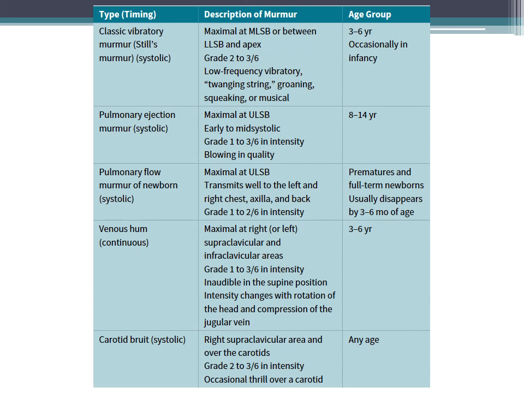So the next murmur we're going to talk about is a pulmonary ejection murmur or pulmonary flow murmur. This is commonly heard in children between 8 and 14 years of age, but it's most frequent in adolescents. The murmur is maximally audible at the upper left sternal border, and this murmur is basically an exaggeration of the normal ejection vibrations within the pulmonary trunk.